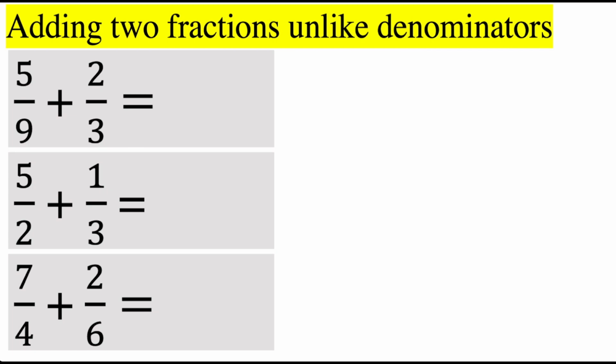We will be adding two fractions with unlike denominators, so different denominators. And these are the three problems that we will solve. But if you want to pause the video here and attempt them, feel free. So we have 5 divided by 9 plus 2 divided by 3.